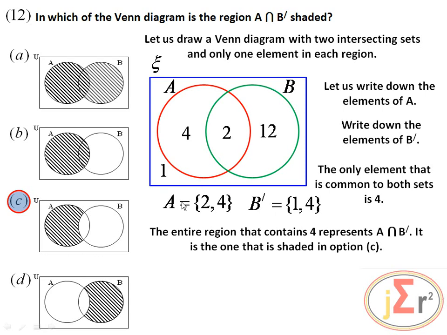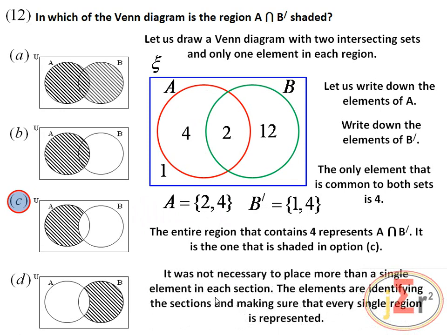So since we need A intersection B complement, we have written down A right here. We have written down B complement right here. Then we have found the intersection of the two, the common elements. In this particular case, it's a single one, 4. The region that contains 4, this region is the answer that we are looking for, and there we have it.